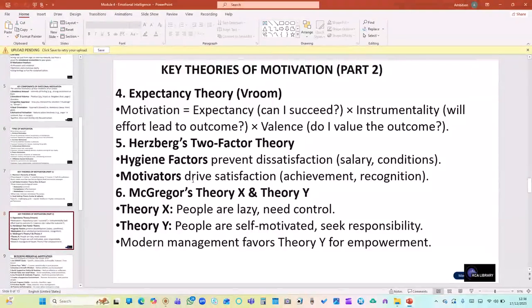Now we have McGregor's Theory X and Y, who propounded two theories. The first theory is called Theory X, which states that people are lazy and need control, whereas Theory Y says that people are self-motivated and seek responsibility. Modern management favored Theory Y for empowerment. So these are some of the theories of motivation that we have.